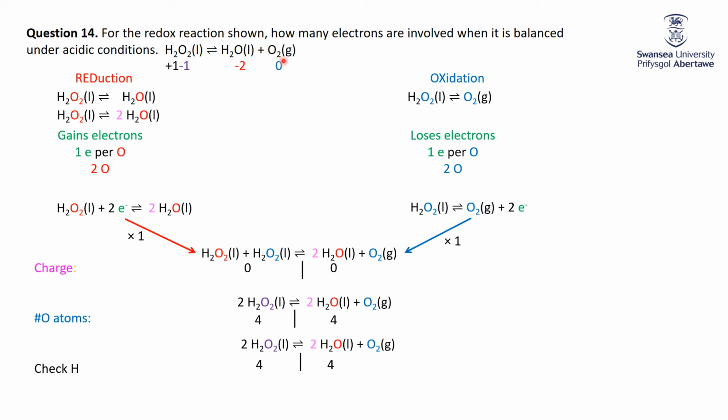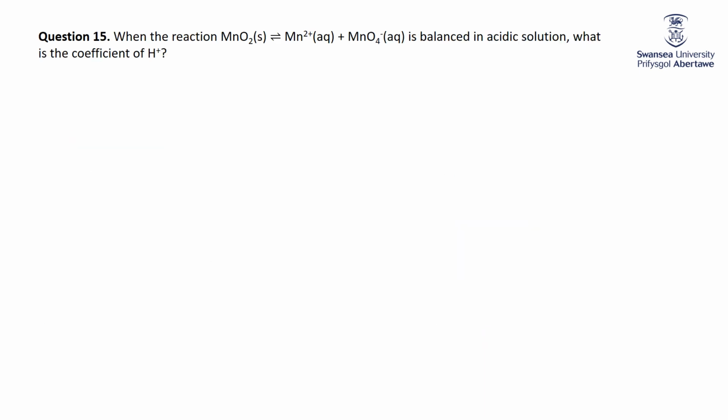You could actually balance it by inspection, but it is very definitely worthwhile just pointing out how you do a disproportionation reaction. Another disproportionation reaction: manganese dioxide, starting off here, going to Mn2+ and MnO4-. So one source of the manganese is going to 2+ and the manganese 7+, as we can see when we look at these oxidation numbers.